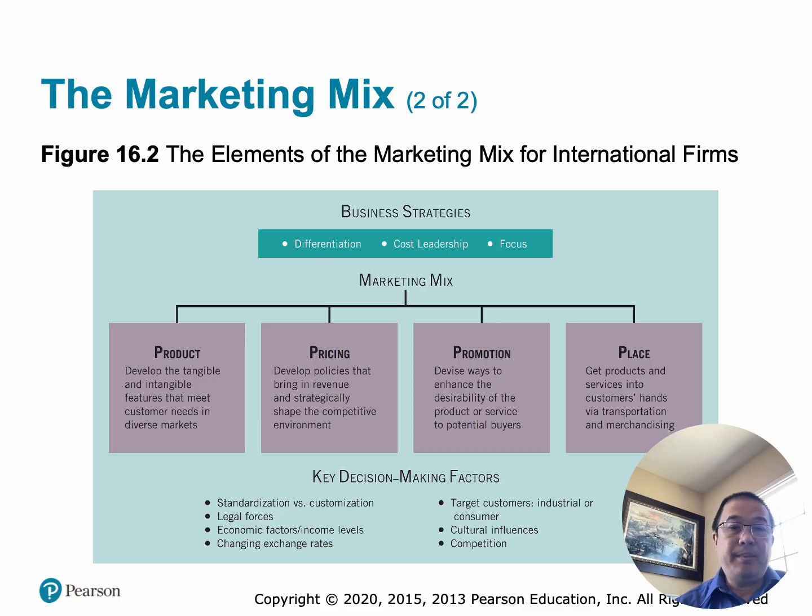Legal forces. Different countries have different laws regarding advertising, labeling, product safety, privacy. As an example, European Union regulations are often stricter than US regulations. Economic factors and income levels. Consumers have different purchasing power. As an example, a luxury product may sell well in Switzerland and the United States, but require lower cost versions in developing markets.